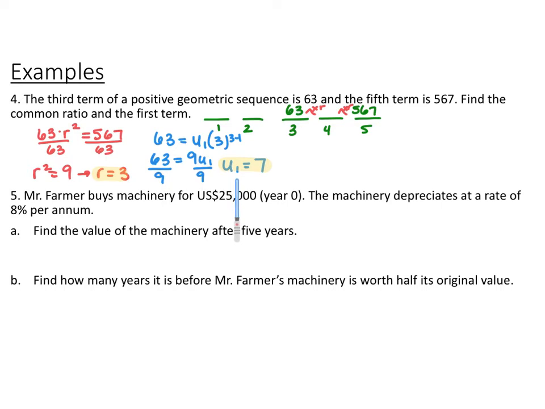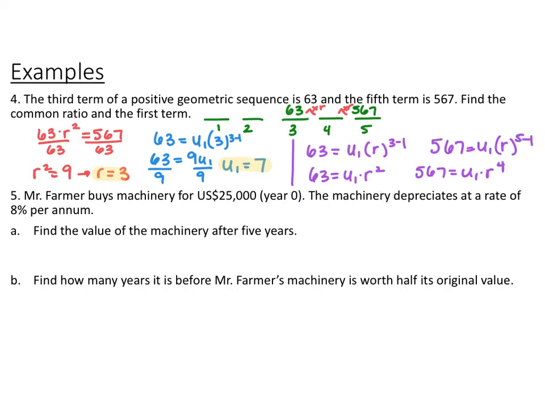The other way that you could do it is by setting up two equations and solving that system of equations by using your two different terms that they give you. So if you set up the two nth terms, we kind of did it over here. You'd have 63 is equal to u sub 1, which we don't know, times r, which we don't know, to the 3 minus 1 power. So one equation would be 63 equals u sub 1 times r squared. The other one would be 567 equals u sub 1 times r to the 5 minus 1, or 567 is equal to u sub 1 times r to the fourth.